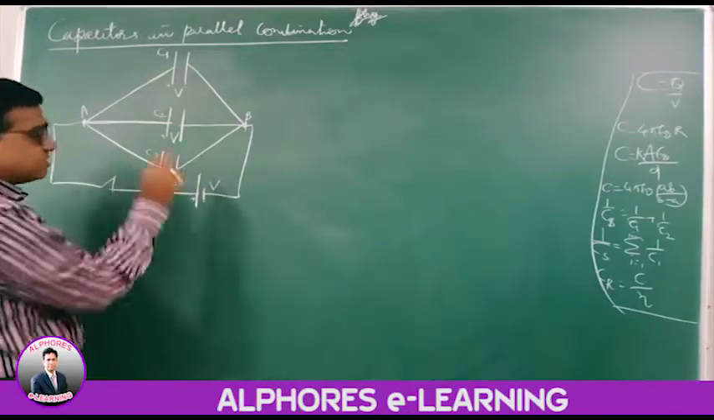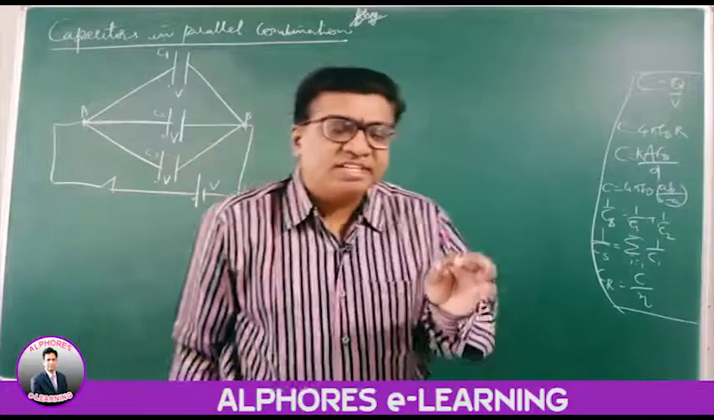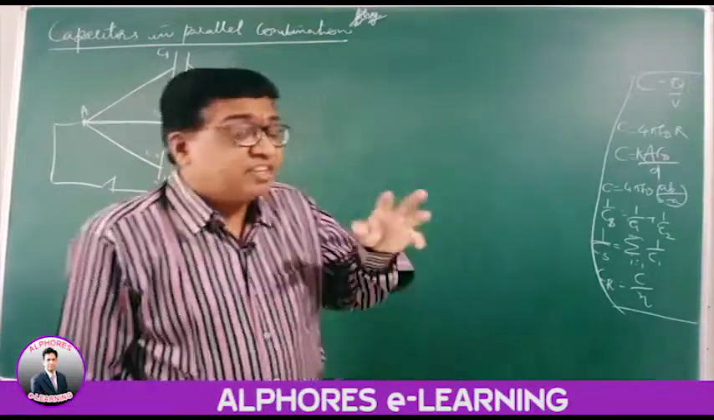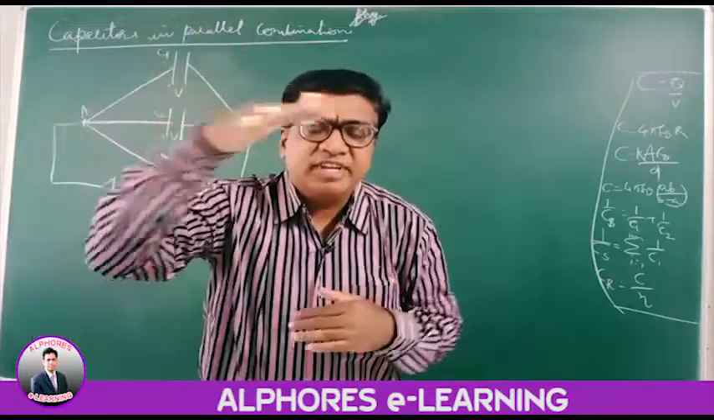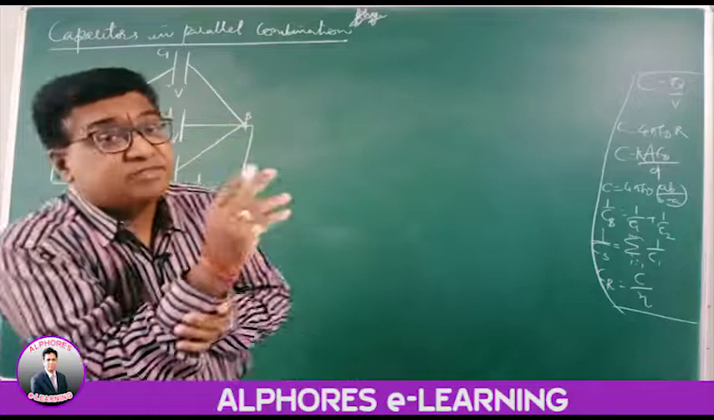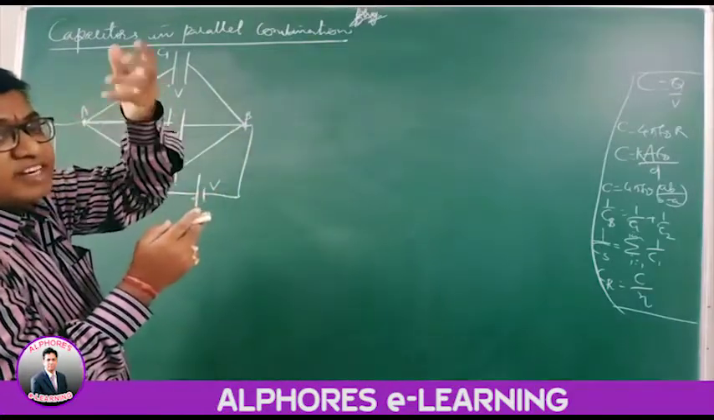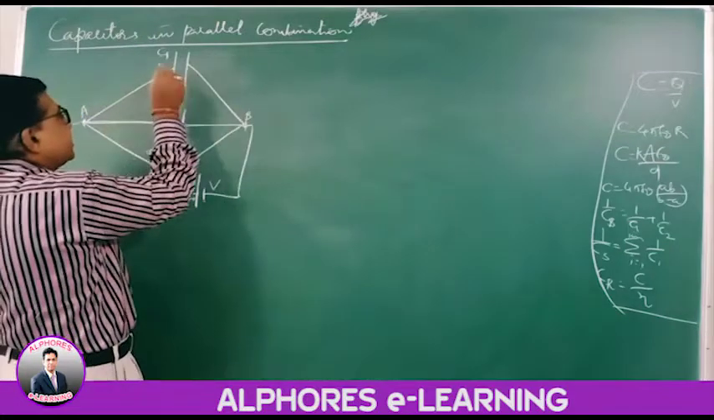Same for even this one. So in a parallel combination, the potential always remains constant. For all the elements the potential is the same. Well, these are three different containers, three different capacitors, the potentials are the same, the levels are the same. For the same level, a bigger container will have more charge and a smaller container will have less charge. So the charges are different.